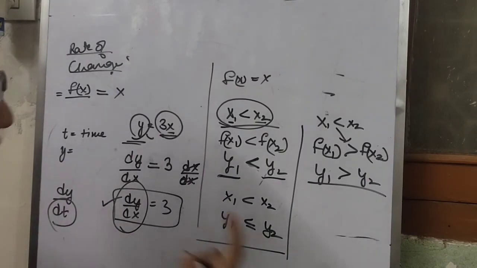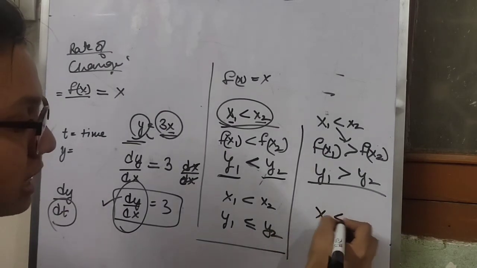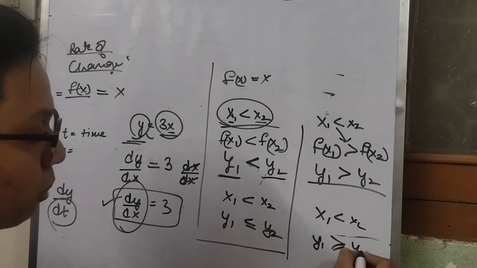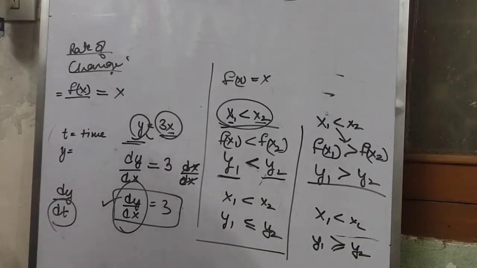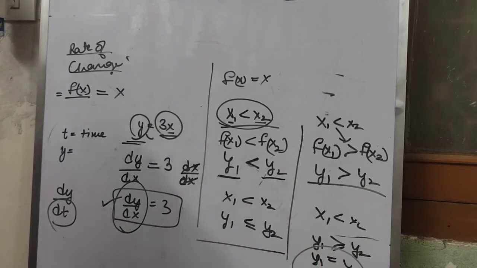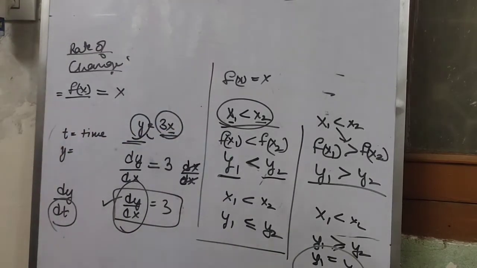Whereas if I say that my x1 is less than x2 and I receive y1 greater than or equal to y2, then I will say my function is decreasing. Not strictly decreasing, it is decreasing, because of the same reason: we have one point where y1 is equal to y2. So these are a few points.